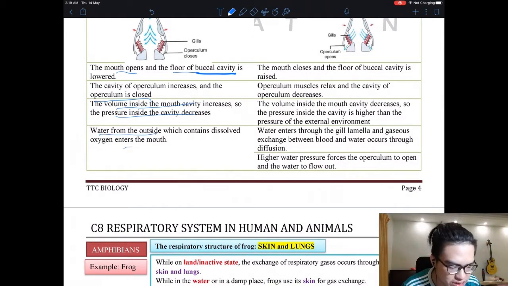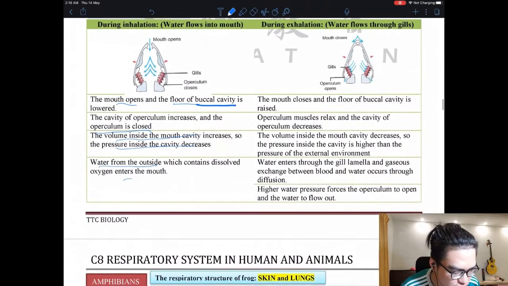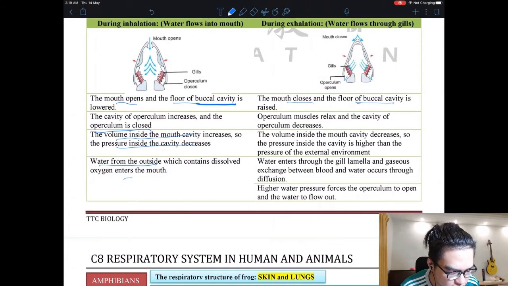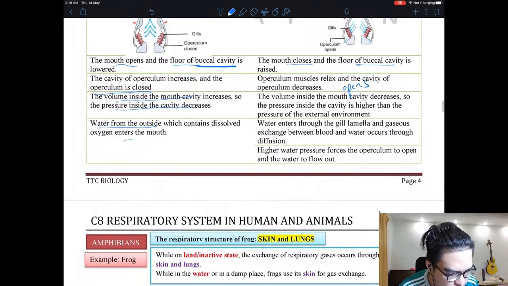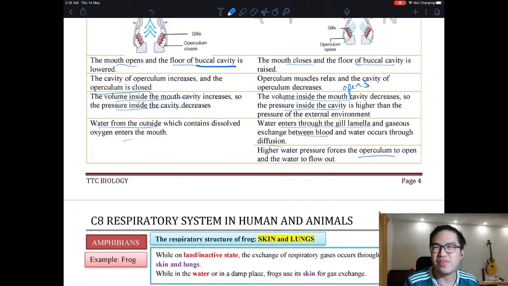The exhalation is the other way. Mouth closed, floor raised, operculum opens, and then volume decreases, pressure increases. So water flows through the lamella and exits through the operculum. Very common sense stuff.